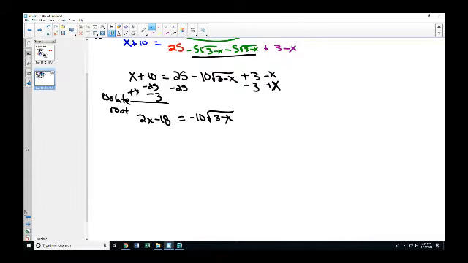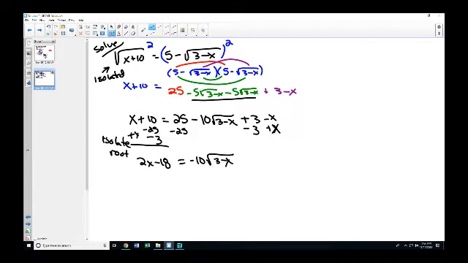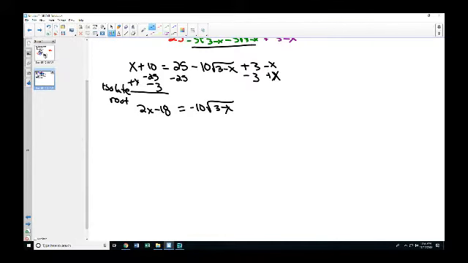Is that radical isolated? Well, we would have to divide by negative 10, but that creates fractions, so you're okay to leave this as is. If I square this side, I can square each term because they're multiplied. Over here, they were subtracted or added, and that's when I have to FOIL. But here I do not have to.